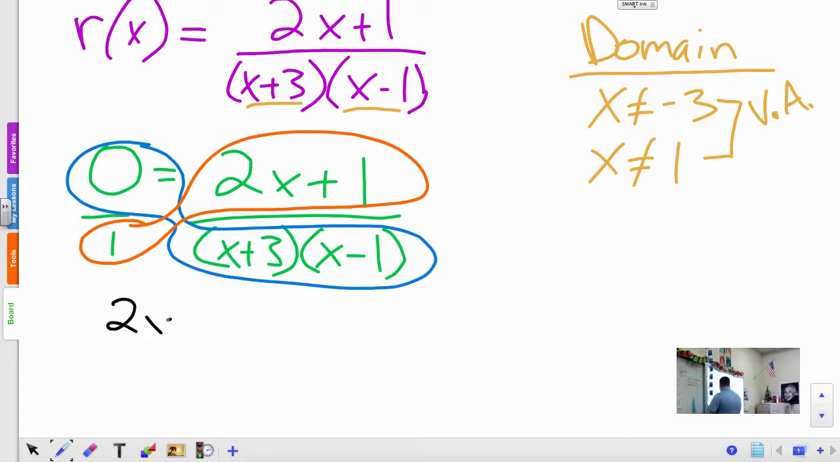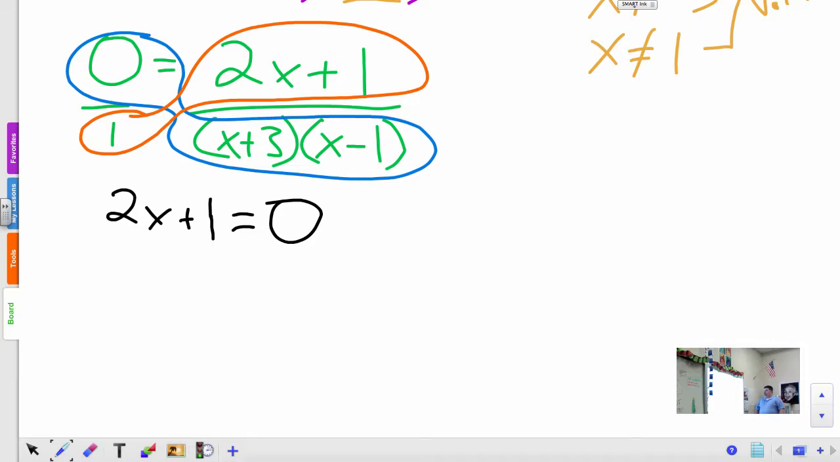I've got 2x plus 1 times 1, which is just 2x plus 1. And then I set it equal to this stuff times 0. What's this stuff times 0? 0. So that's where that comes from. All right, so then what I have here is if I subtract 1 from both sides and divide by 2, don't I get x equals negative 1/2?